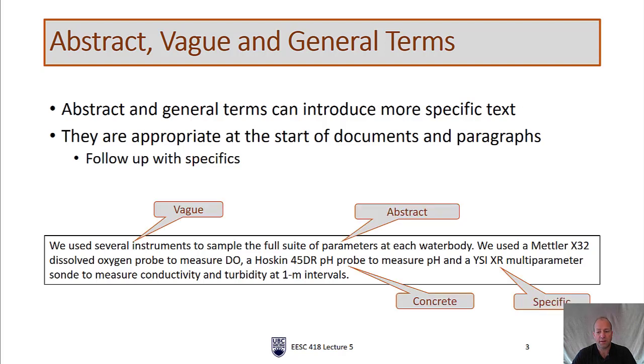So I've just used these little boxes to highlight some of the terms I introduced on the previous slide. So, several instruments, that's very vague. Somebody would look at that and go, which instruments? Several parameters or a suite of parameters, that's an abstract term. In the following sentence, I correct for that. I've introduced this fairly vague and abstract concept, and then we move into the specifics. So the concrete example is the probe. You can hold the probe in your hand. That's something you can perceive or hold. And the specific example is the model of the probe.